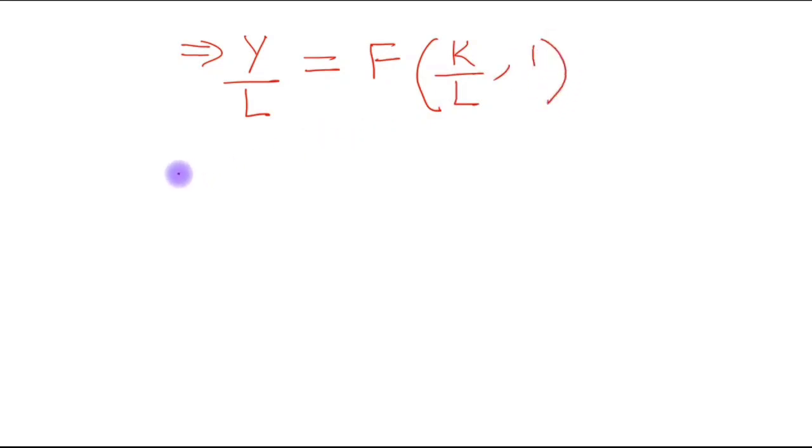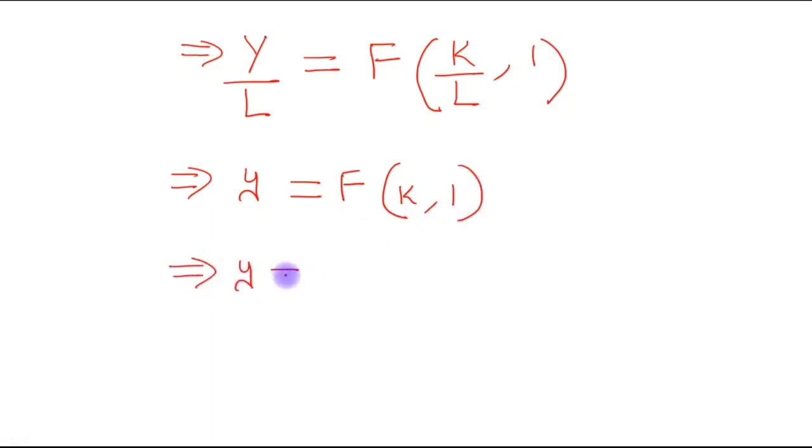Now we will use lowercase letters to denote per worker quantities. So we write small y, output per worker, equals F of capital per worker, denoted by small k, comma 1. 1 is a constant, thus can be ignored. In the next step we can write output as a function of capital. Simple.